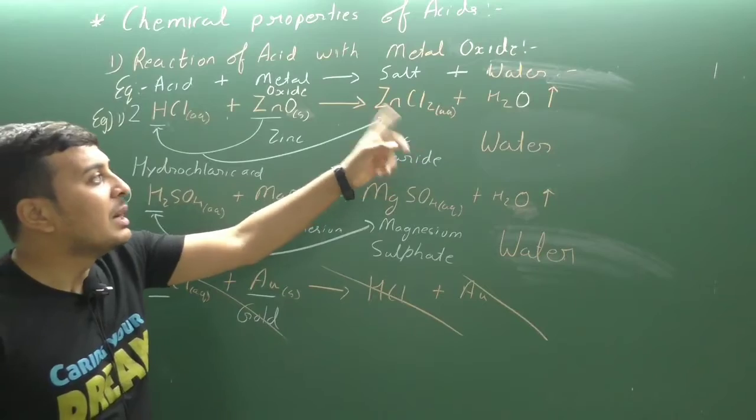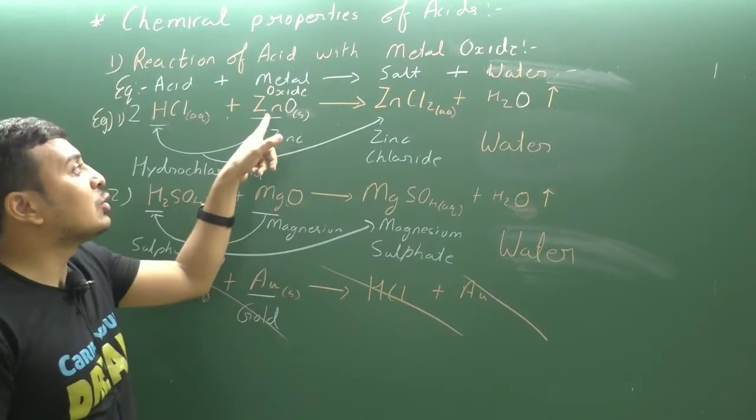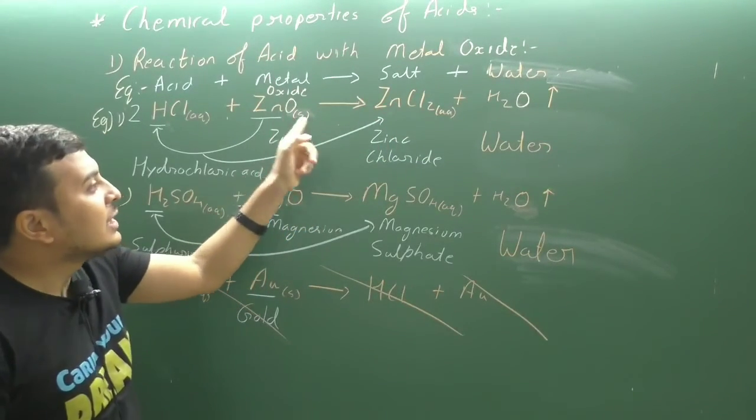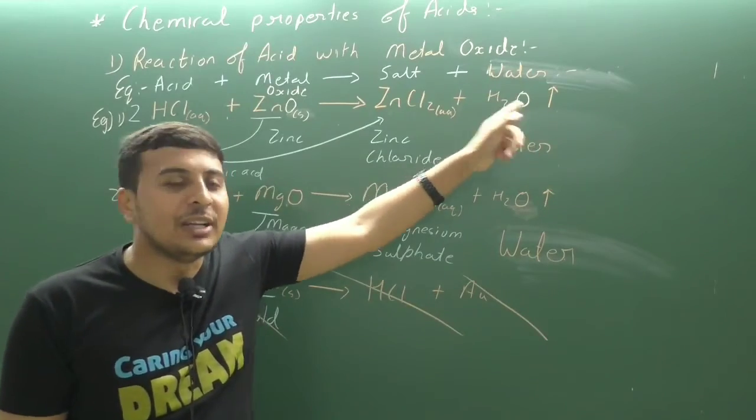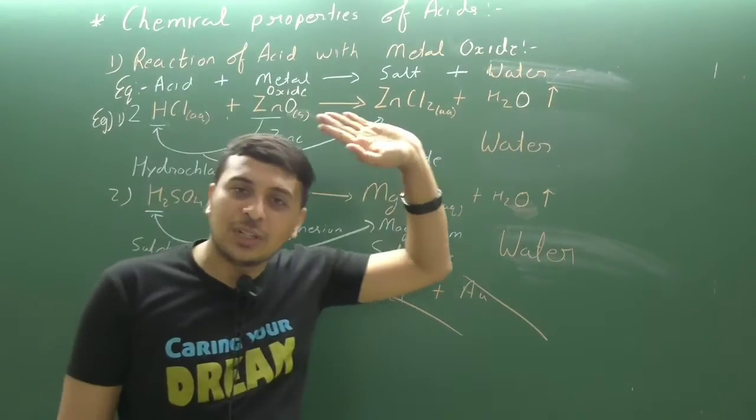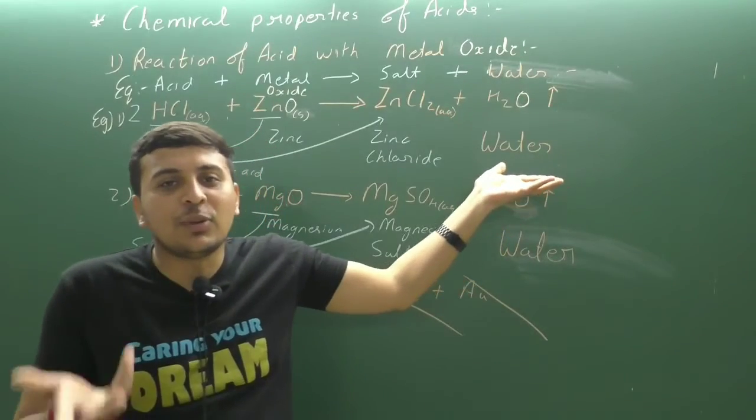Why is water formed? Because in the first property it was only zinc. Now we have oxygen. So hydrogen is not all alone. Now hydrogen reacts with oxygen and forms water. Hydrogen and oxygen form water. That is quite simple.